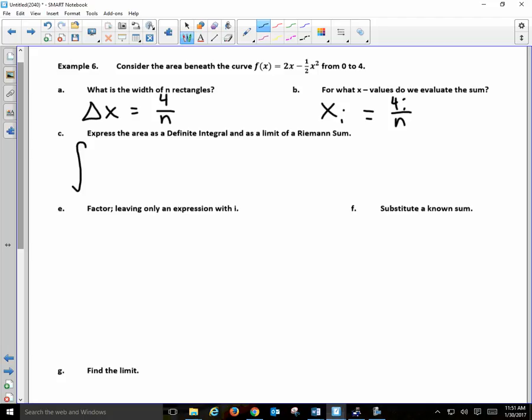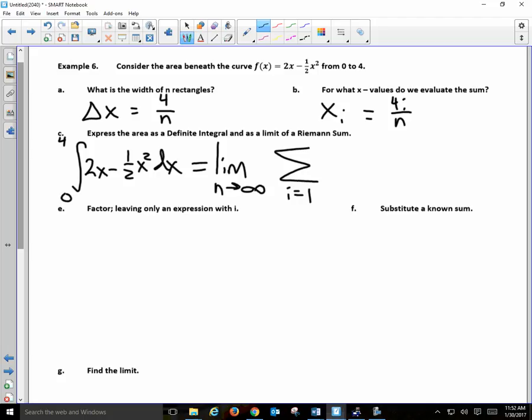The integral from 0 to 4 of 2x minus 1/2 x squared dx is equal to, I'm expressing the definite integral, which we will learn to do on Wednesday, as an infinite limit. You need to express your work as I am doing. So it always starts out like that.